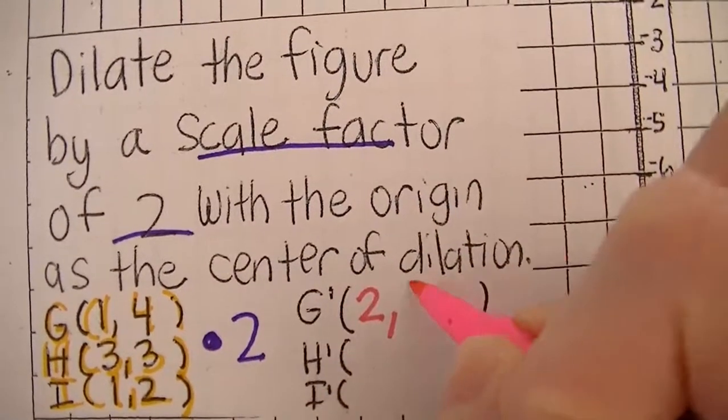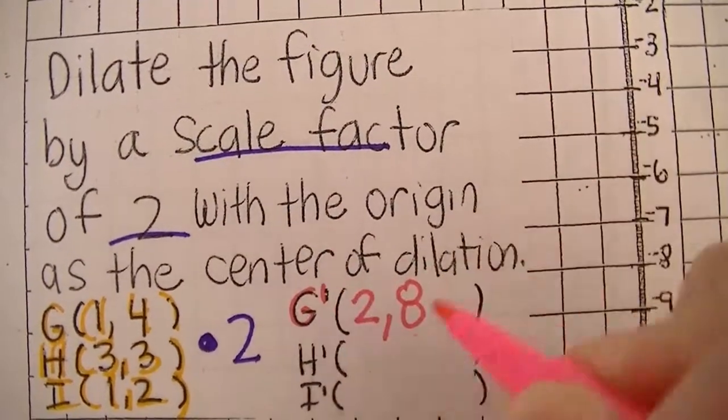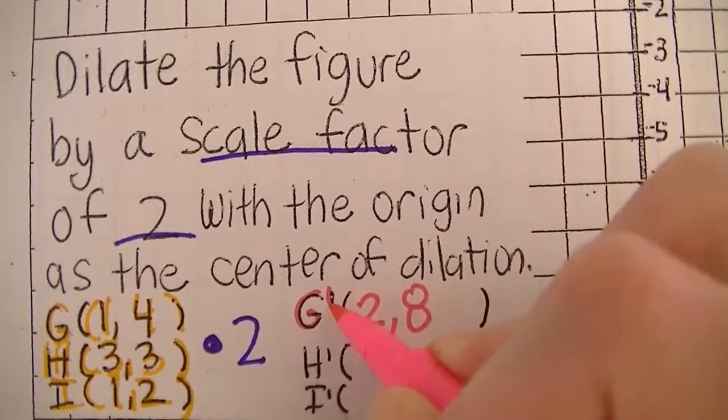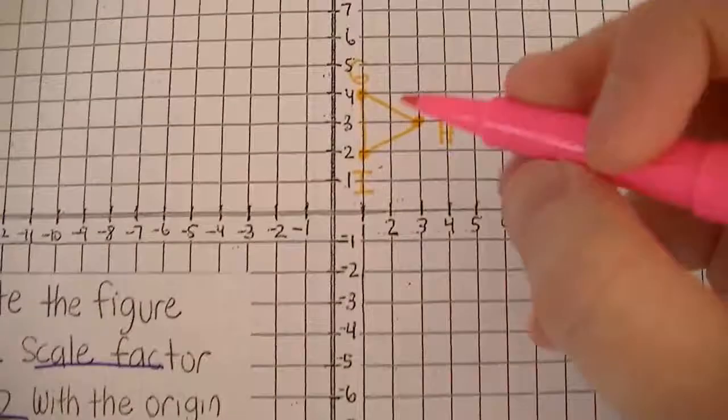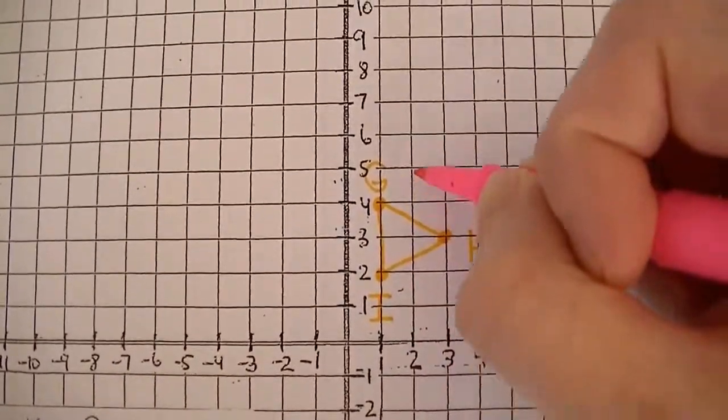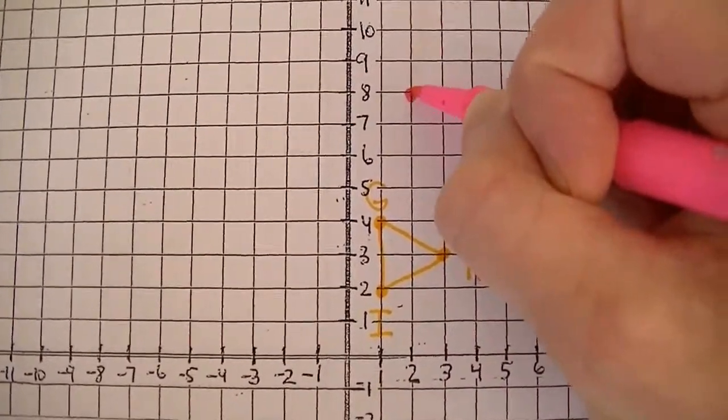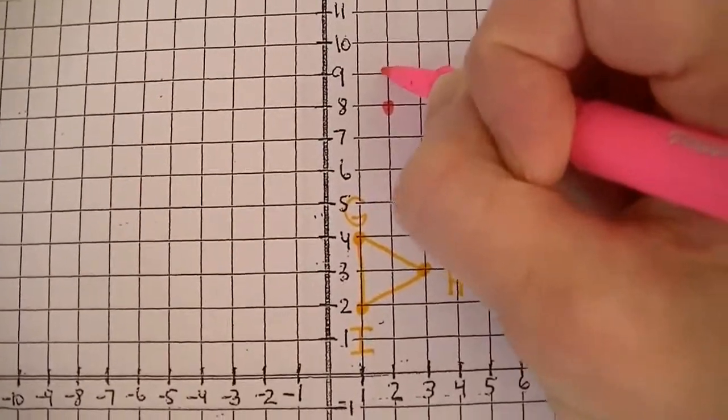4 times 2 is 8. So G prime, that's the new figure, is going to be at point 2, 8. 2, 8, and that right there was G prime.